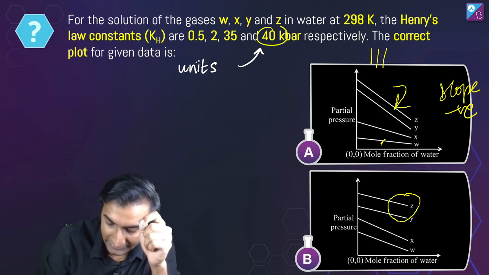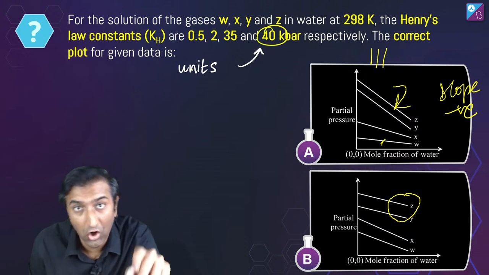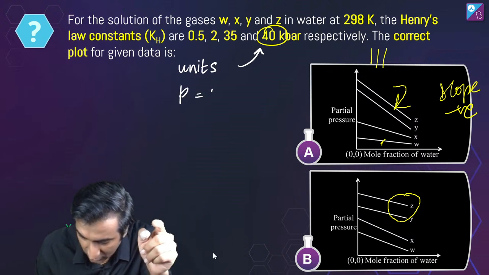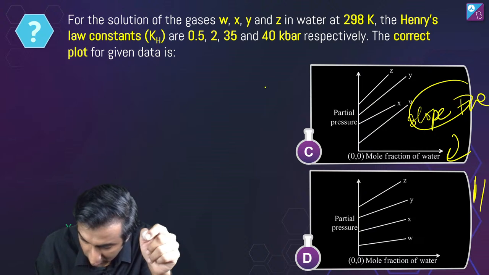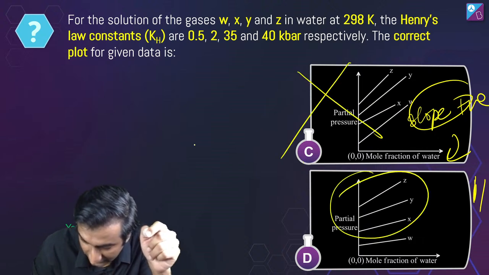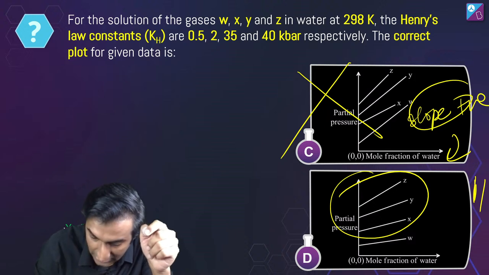Because the value of Z is the highest, it will either increase a lot or decrease a lot. Right? It's going to be the maximum. So it's either A or which one? Or this one. Right? This one can't be it. It is either A or D. How do I figure it out?